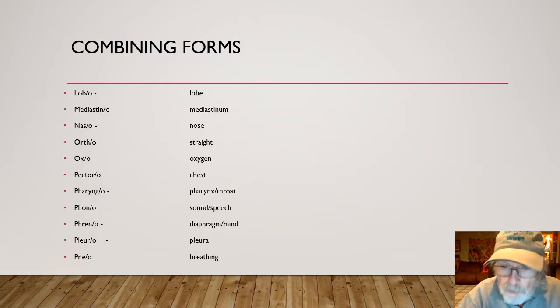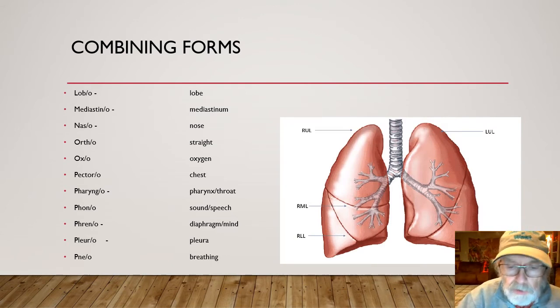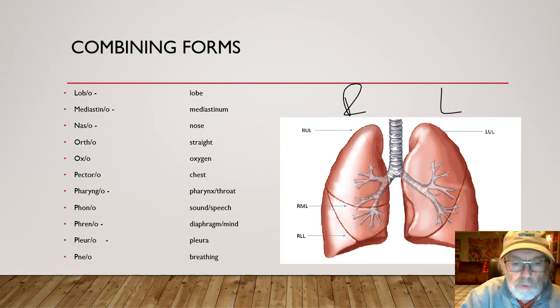Lobo is the next thing we should talk about here, the next combining form. When we look at the lungs, we have a right lung here and a left lung here. The lungs are divided into lobes. So lobo is a word that means lobe, and in the right lung I have three lobes.